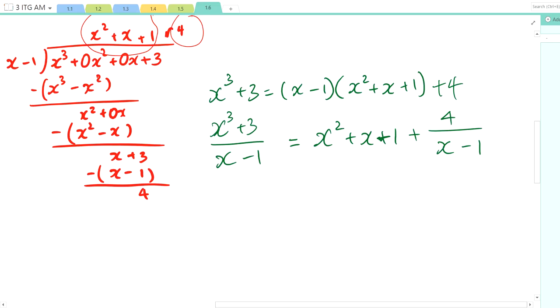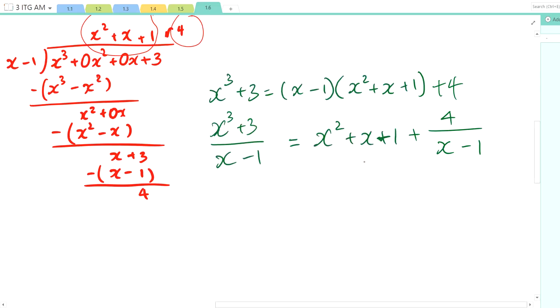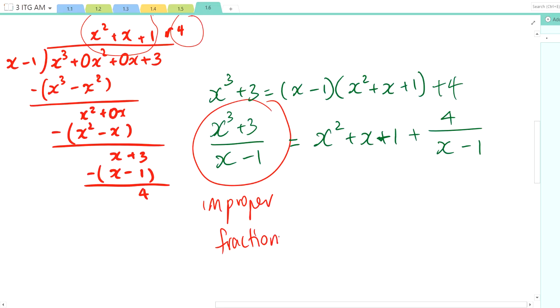So in this case, what we have done is to change our improper fraction to become a polynomial plus a proper fraction.